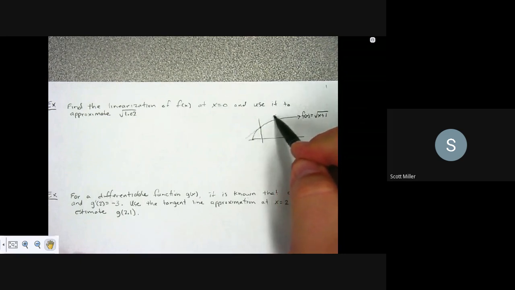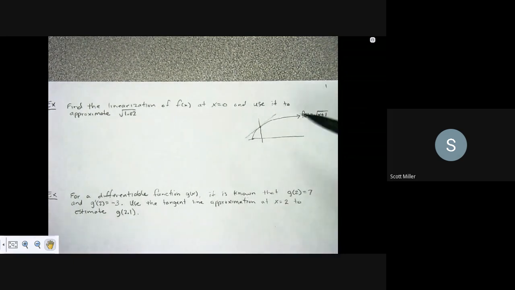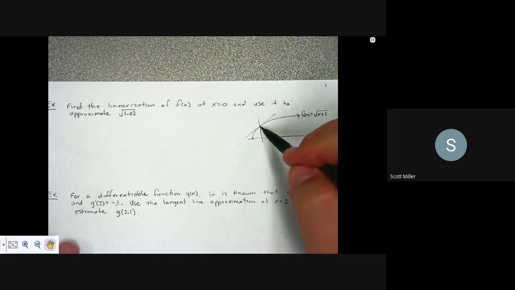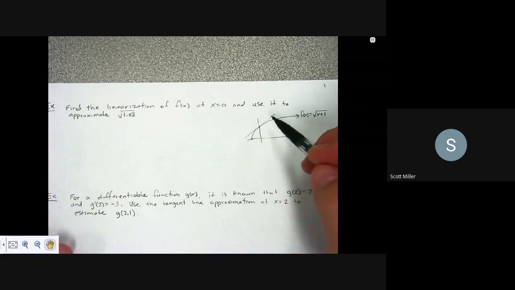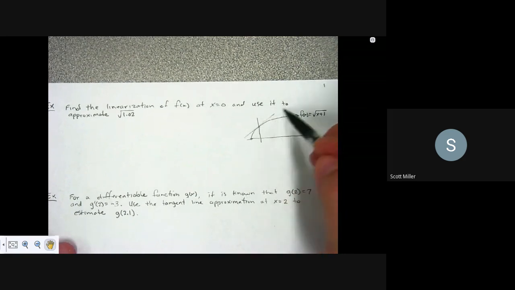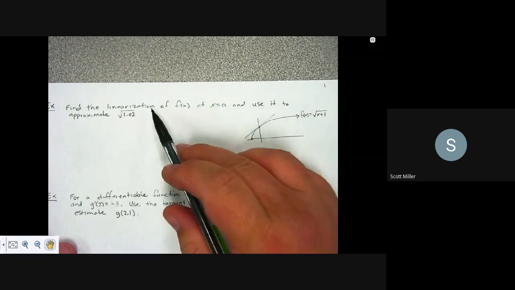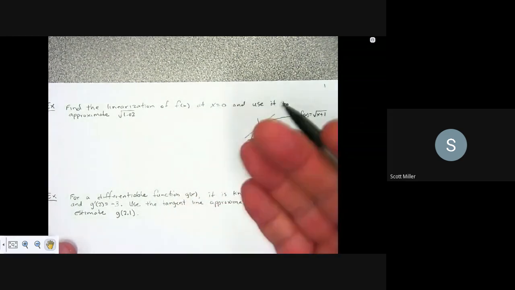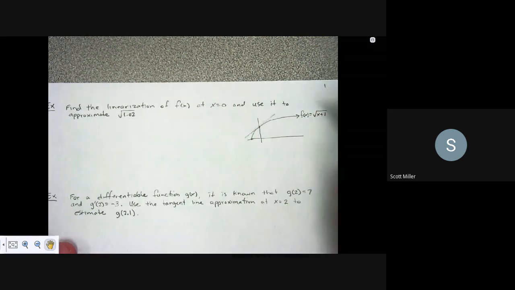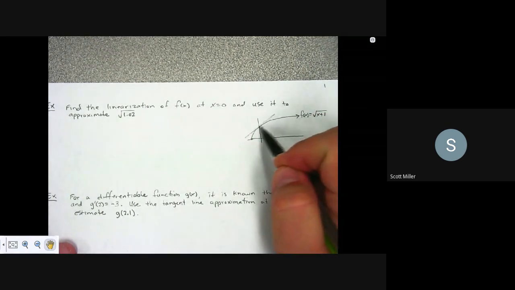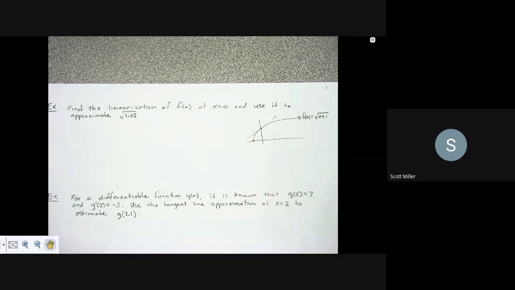The linearization means this. Any function that I have, if I zoom in really, really close to 0, this curve is going to take on the aspect of this line. So it becomes linear, it looks linear. That's why it's called the linearization of this function. You're going to zoom in extremely close, and every function looks like a line if you zoom in close enough.